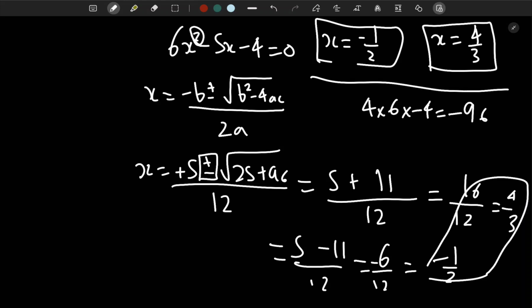So here we need to enter the coefficient of x squared on the calculator. It's going to be 6 and then minus 5 and then minus 4. And once you do that and you click equals, it will give you the exact answer for the roots, which is 4 over 3 for x1, and for x2 it is minus 1 over 2.